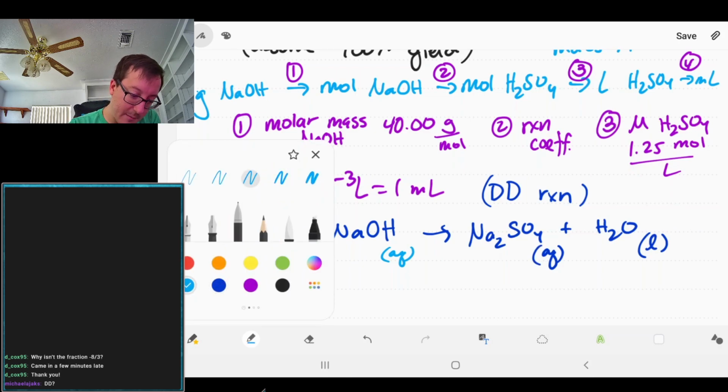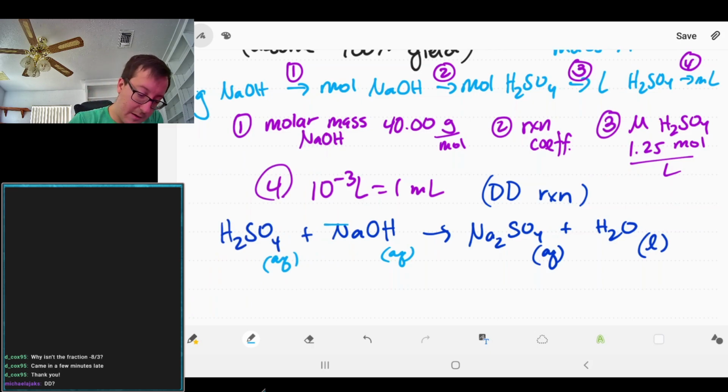For balancing purposes, we're going to need 2 of these and 2 of those. But now we're okay. That's what we needed. We needed our coefficients, so we don't need to do anything else here. We only needed to write this out to get our coefficients so that we had our second conversion factor here. So now that we know we have 1 mole of sulfuric acid for every 2 moles of NaOH, now we can go ahead and do all this.